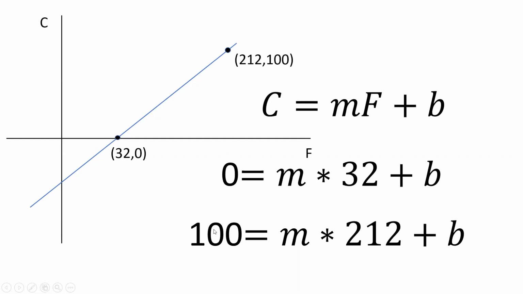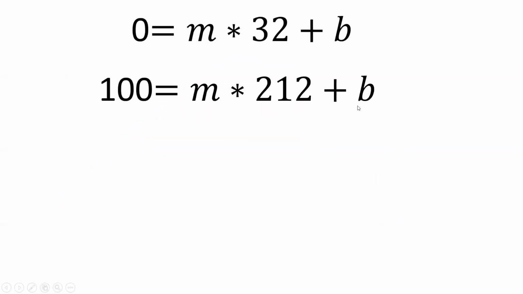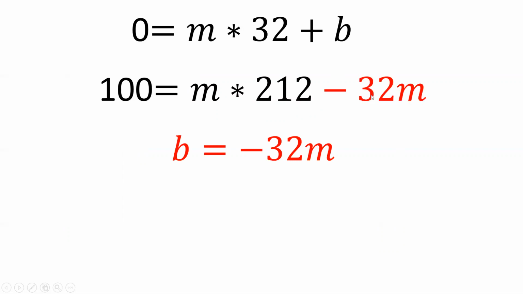That's where the Celsius temperature is 100. I plugged in 212 for the Fahrenheit temperature. And now we've got 2 equations in these 2 unknowns, M and B. Let's solve them. This should be simple. The top one says that B is negative 32M. And now I can take this expression for B and plug it into the second equation.